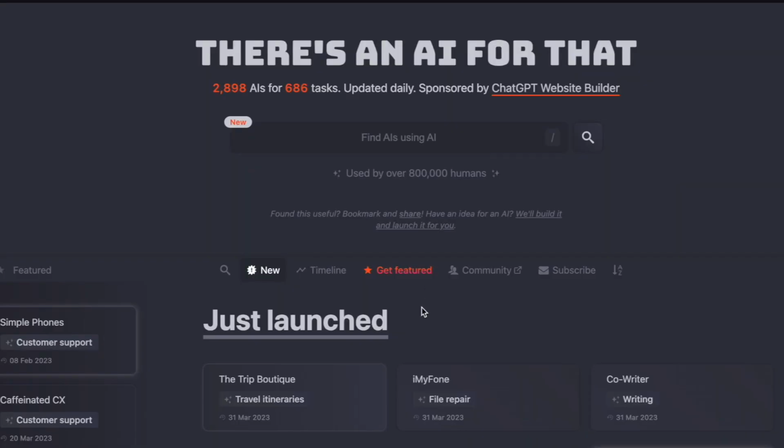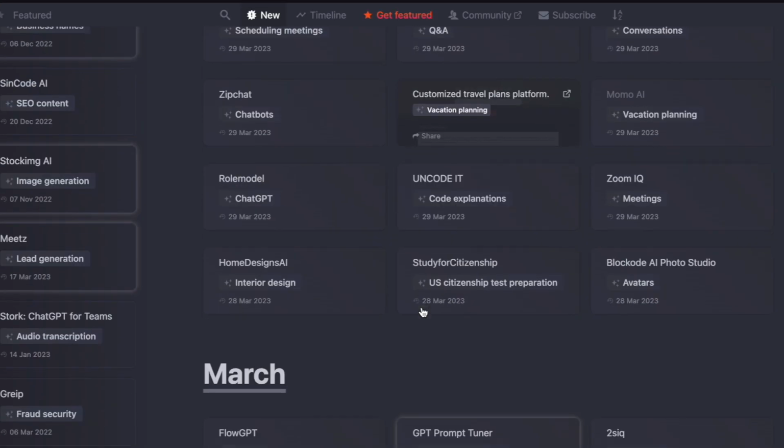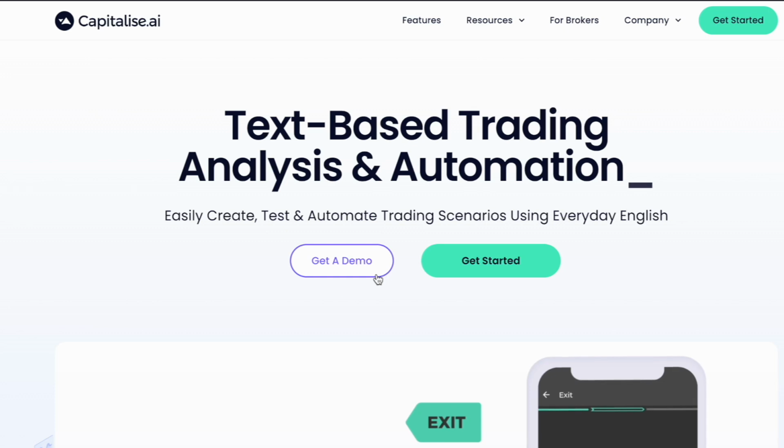When it comes to artificial intelligence startups, there's at least 10 dropping every single day. There's even a really cool website called There's an AI for That that basically shows you all the new AIs that are coming out on an hour by hour basis. Today I'm going to be reviewing Capitalize.ai, a text-based trading analysis and automation tool.